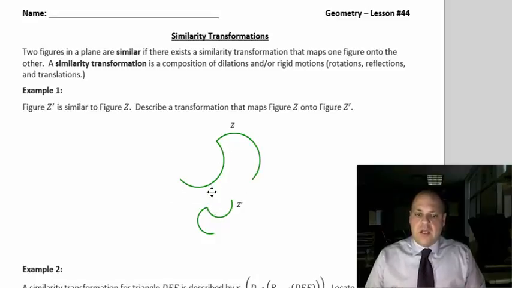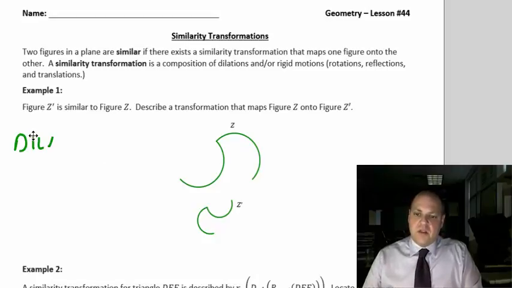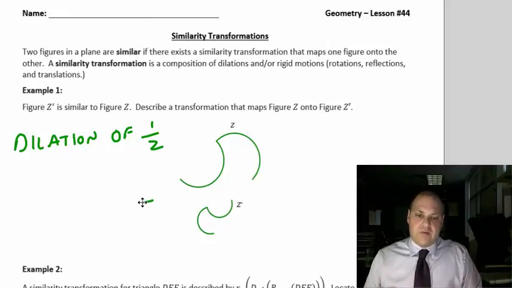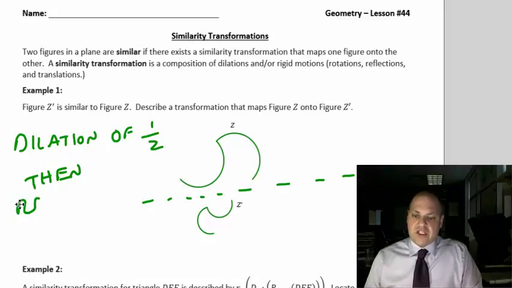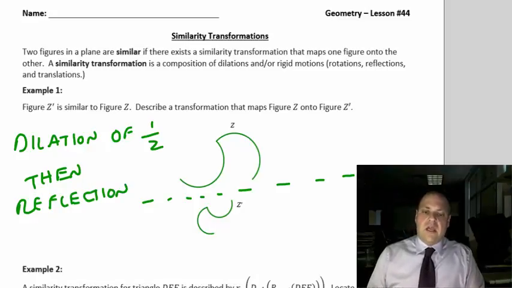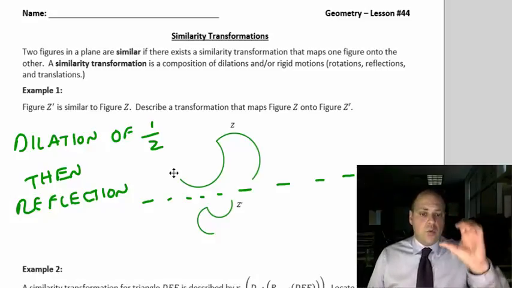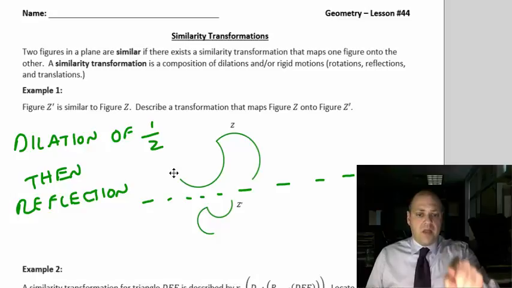So from here to here, it looks like it was dilated, right? So we'd say dilation. We're just going to guess dilation of a half. And then it looks like it was reflected over some line. Let's say there's a line right there. And then a reflection over the line, whatever that line is. So basically a dilation, then a reflection would get you from Z to Z prime.